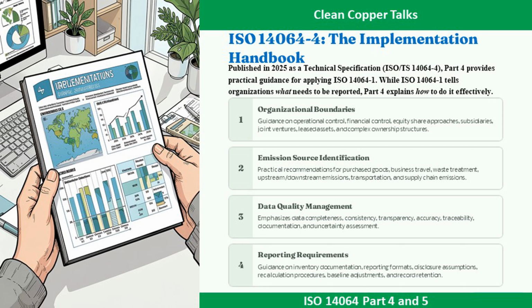Data quality management. A greenhouse gas inventory is only as reliable as the underlying data. ISO 14064 Part 4 emphasizes data completeness, consistency, transparency, accuracy, traceability, documentation, and uncertainty assessment.